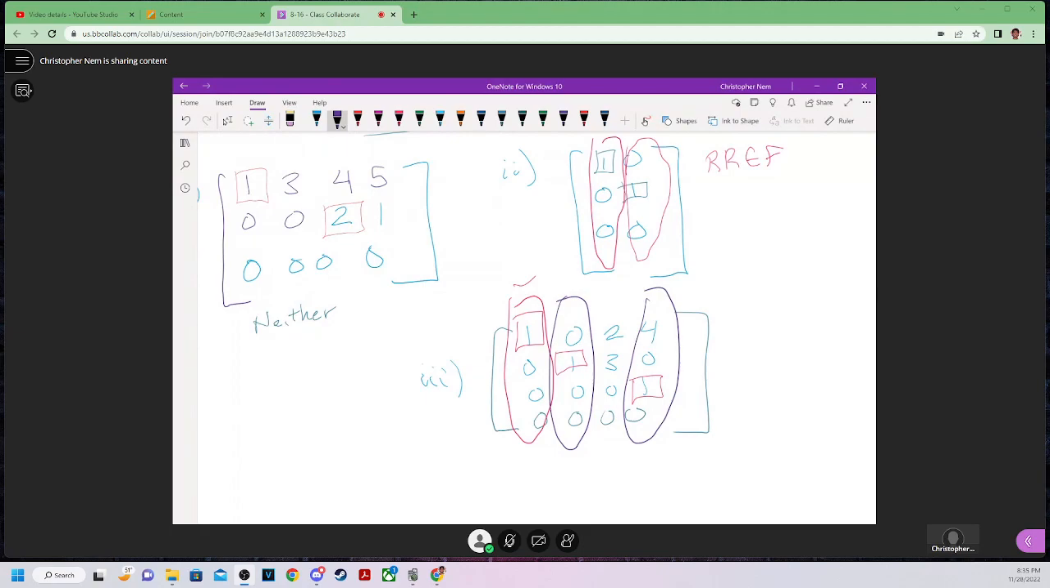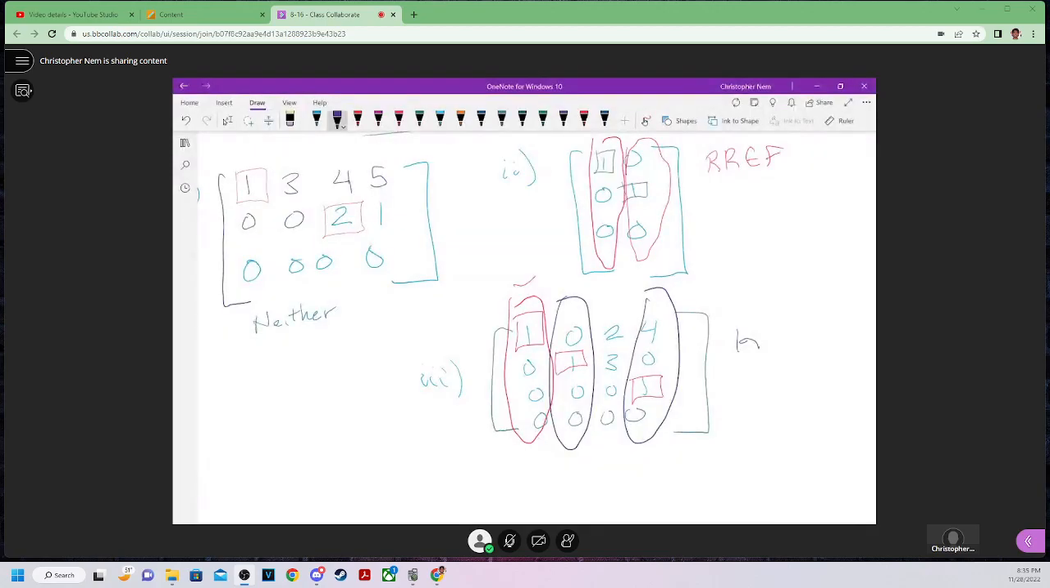But on a third column over here, we have a 4 above the 1. There's a 0 and a 4. 0 is fine. However, because there's a 4, we can only say this is row echelon form. All right. So we're able to identify if it's row echelon form, reduced row echelon form, or neither.